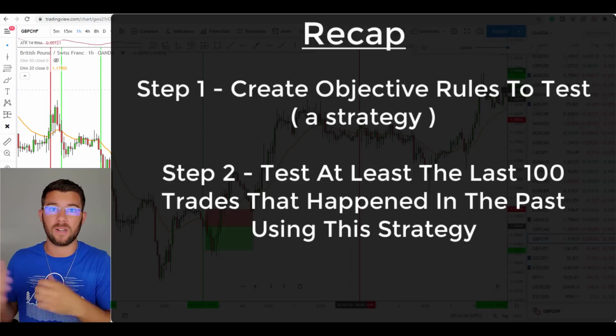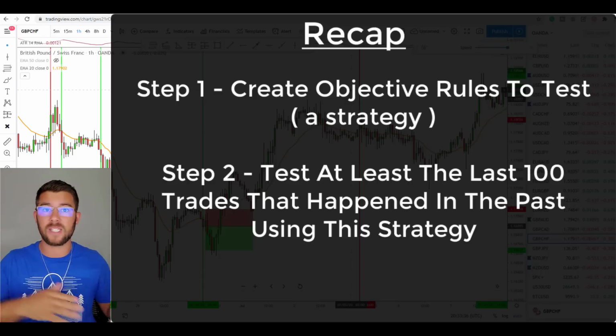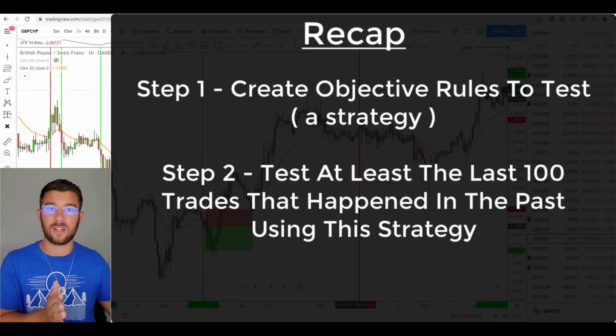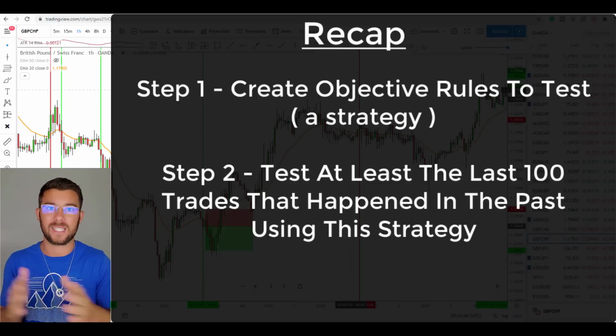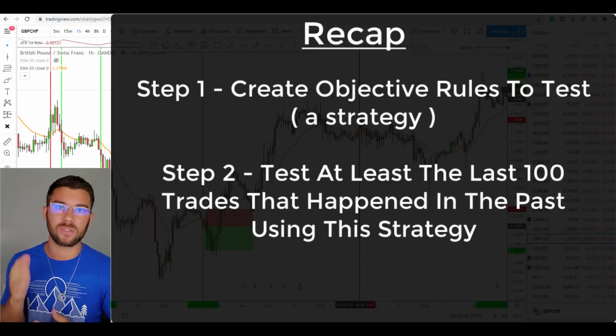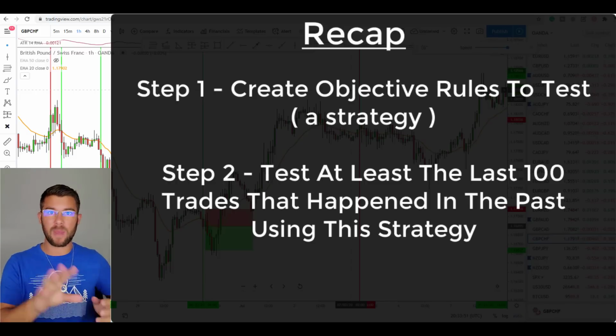Start with going back a year. If you get less than 100 trades, go back further. And I'm talking about on a 1 hour chart. On a 4 hour chart, I would go back 3 years. Test. If you get less than 100 trades, go back even further and test again. The main mission here is just to make sure you get 100 trades. But the first step, having those rules.